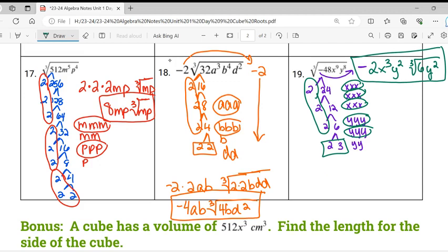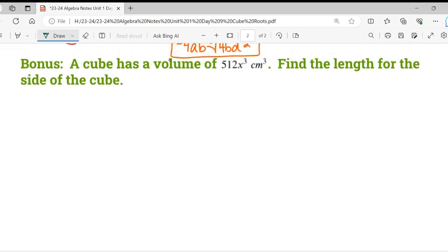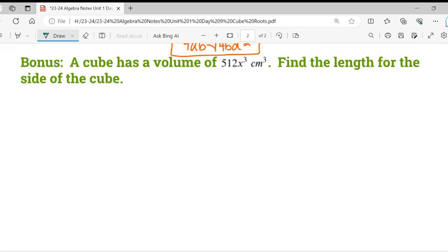It's always great to have an application or a real-world example of when you might use something like a cube root. So we have an example here. It says a cube has a volume of 512 x cubed centimeters cubed. Find the length for the side of a cube.